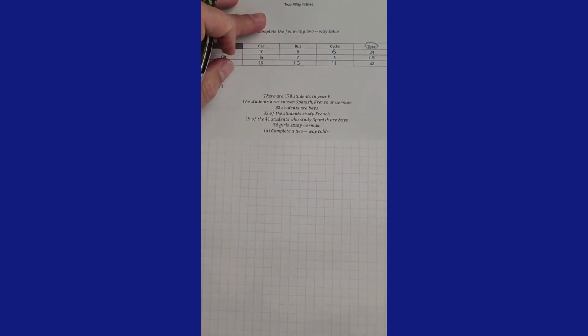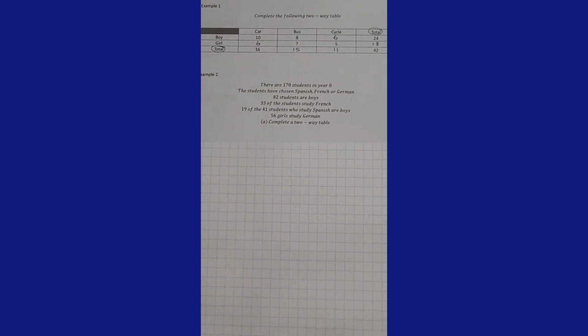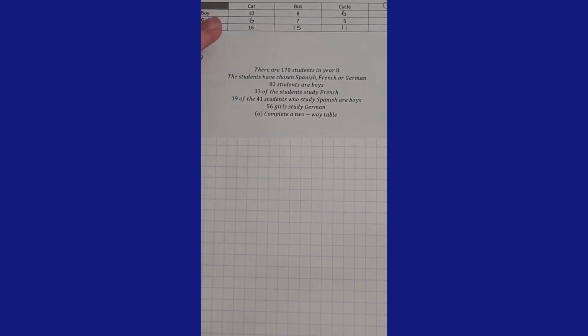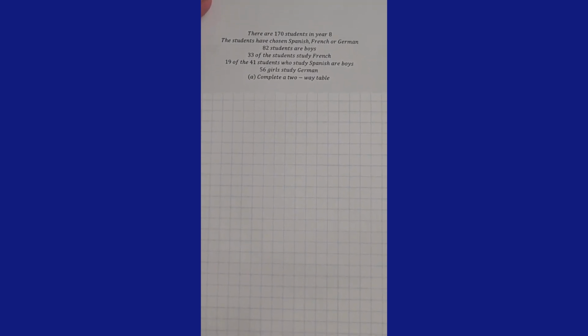In terms of how can a question be made a little bit more tricky? Well, it's when you don't have the two-way table constructed for you. So this is a classic example. I've got 170 students in year 8. The students have chosen Spanish, French or German. 82 students are boys, 33 of the students study French, 19 of the 41 students who study Spanish are boys, 56 girls study German. Complete a two-way table.